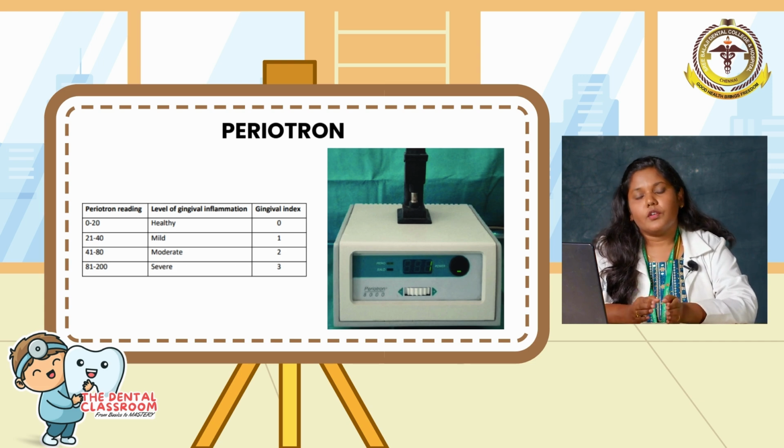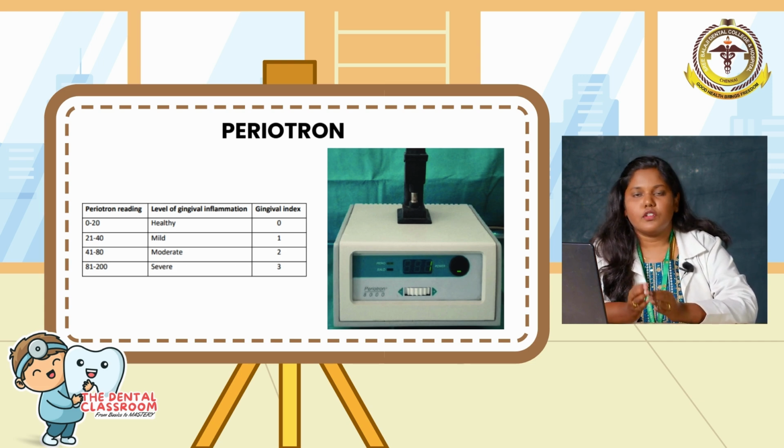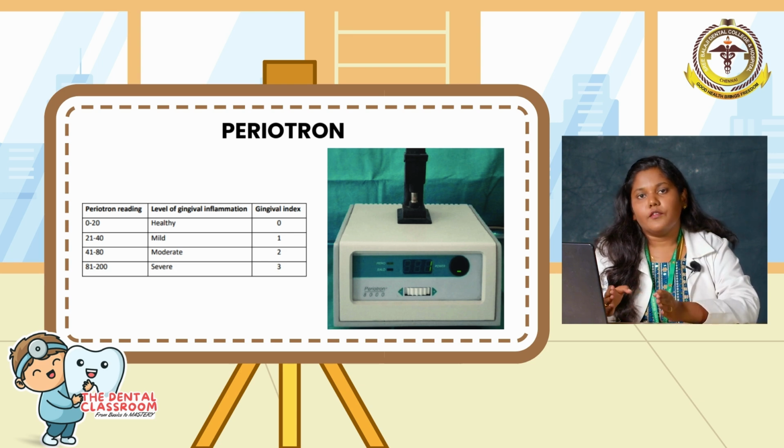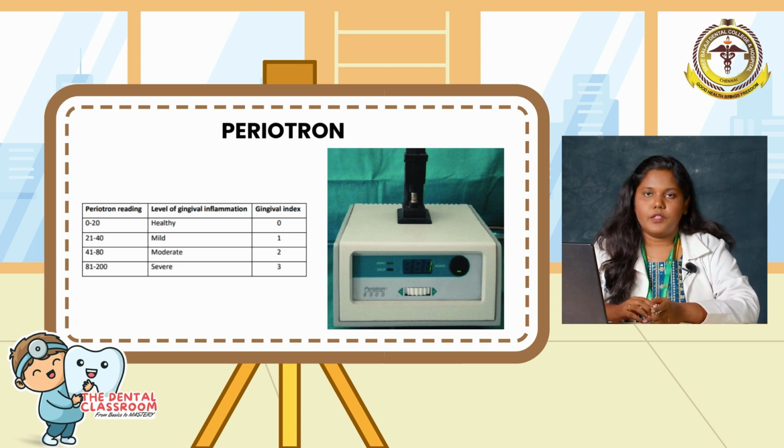Now we are going to see the use of the periotron. It has been said that when the collected paper strips are placed between the electrodes of the periotron, the wetness of the paper strip causes an alteration of the fluid flow in the instrument. This gives you readings from 0 to 200, and this reading corresponds to the gingival indices of the patient.